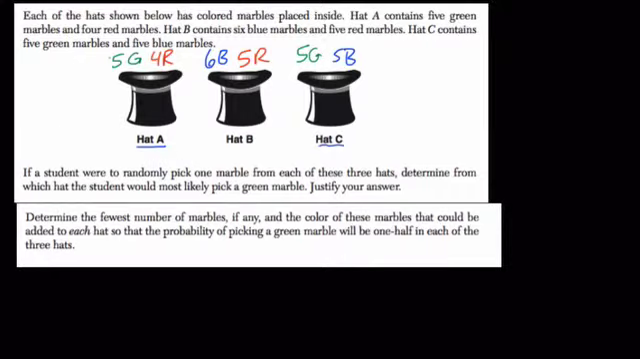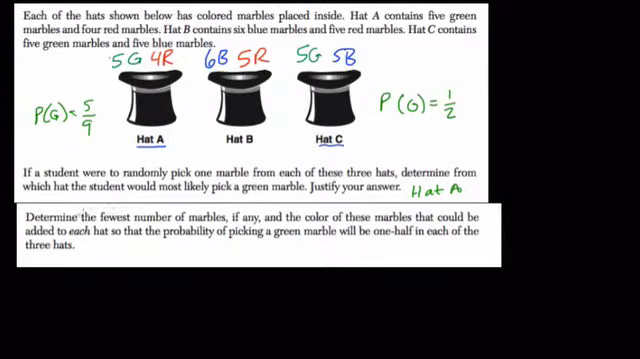But in hat A, we have a total of 9 marbles, so the probability of getting a green, right, is 5 out of 9. And in hat C, the probability of getting a green is 5 out of 10, or 1/2. So 1/2 is less than 5/9, right? 4.5 out of 9 would be 1/2. So hat A is the most likely, and you can compare that by saying 5/9 is greater than 1/2.